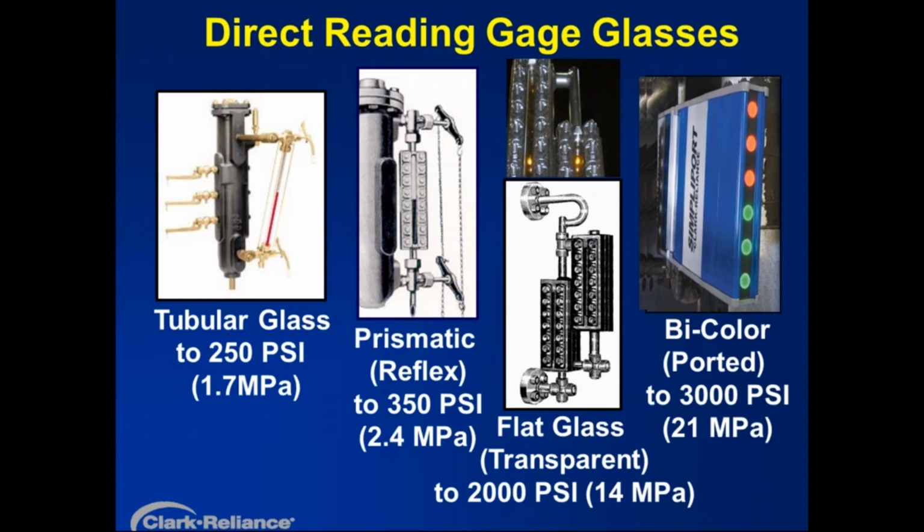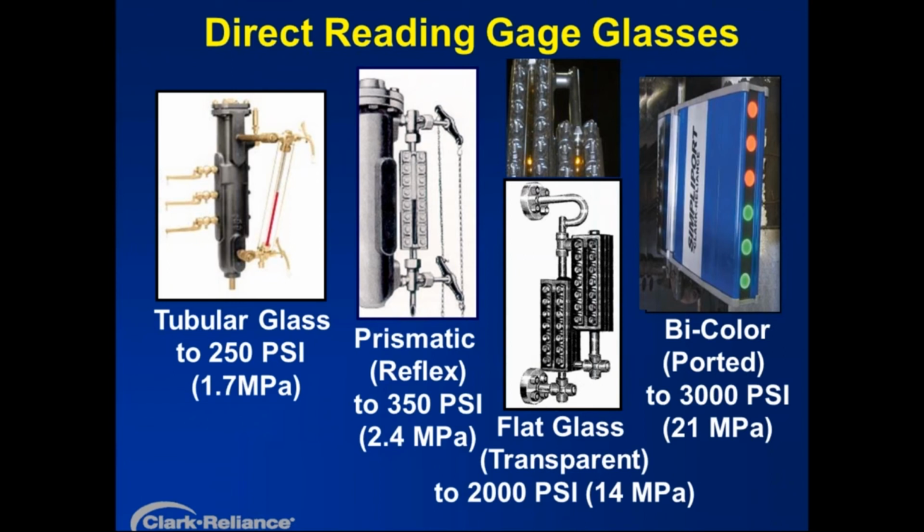The next one is identified as a prismatic or reflex type gauge glass. The industry standard for those is 350 PSI or 2.4 MPa. Prismatic and reflex are interchangeable terms for the same type of glass. That glass is flat on the outer side and it has a prism molded onto the inner side. The image shows the level up to the water line as black and the steam area up above as white.